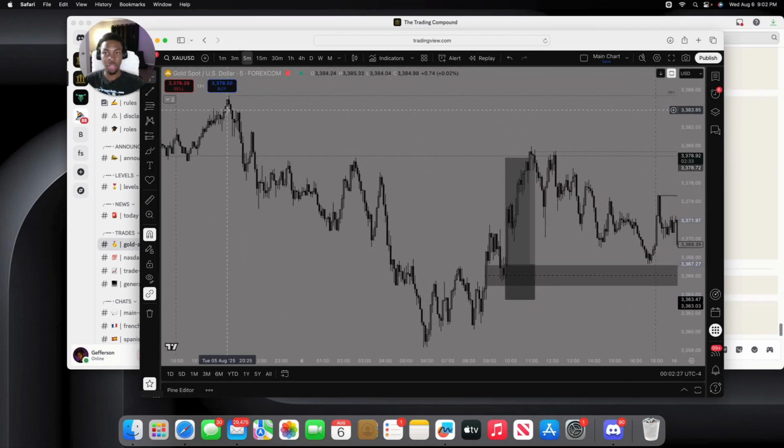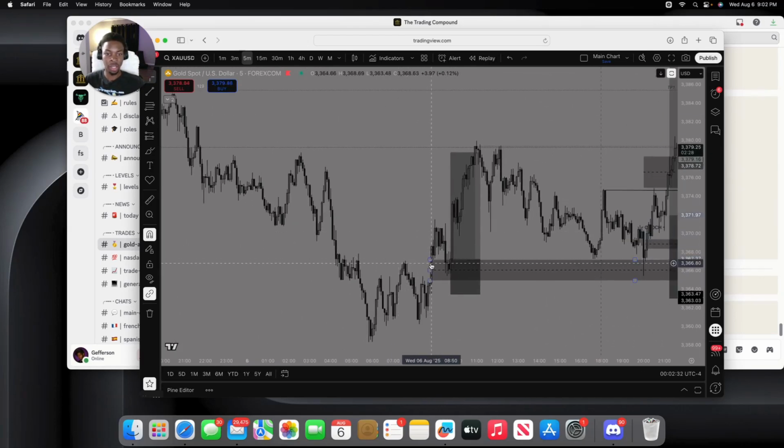You can see price printing lower highs, lower highs, lower highs, then change in state of delivery. That happens over here. We got a change in state of delivery that happened right here. Then price trading up, comes back and taps into our fair value gap that got formed right here, our box.